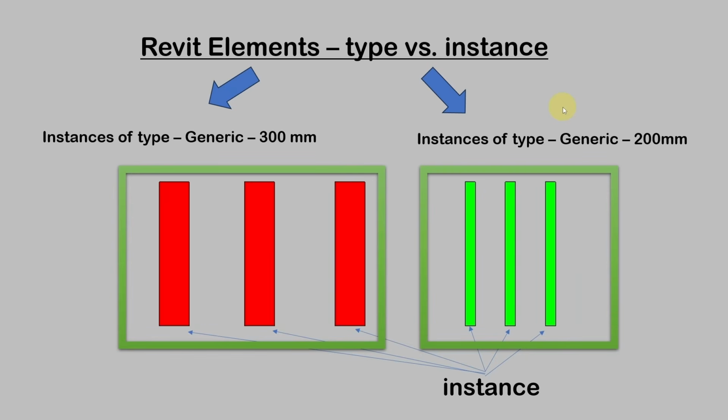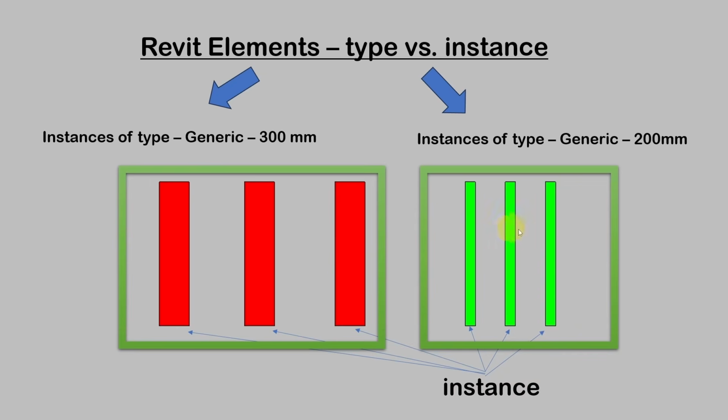Now to recap the most important from this element type versus instance. Here on the screen you can see I have instances. All of these walls are instances. This wall is an instance, this one is a separate instance, this is another instance, this as well, this as well, this as well. So an instance is, in other words, a single element in Revit.